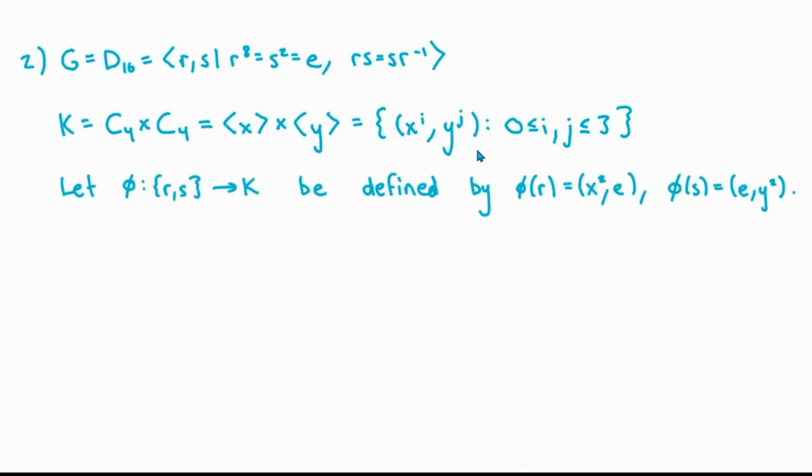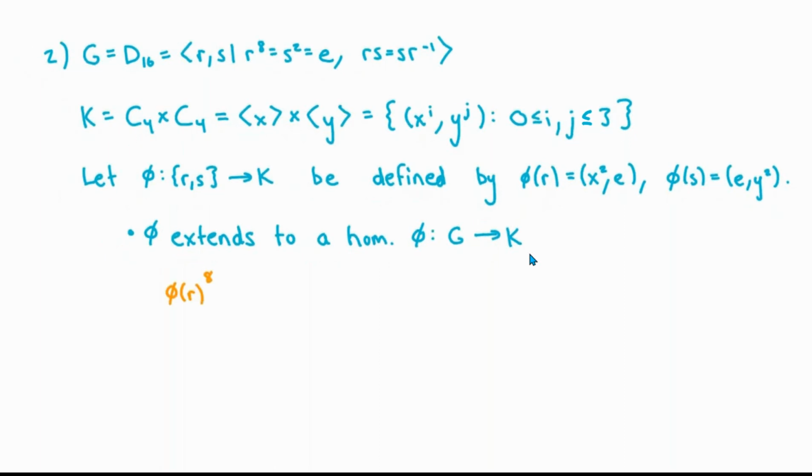Now let's start with a map phi defined on the generators R and S, which maps R to the element (X squared, identity) in K, and which maps S to the element (identity, Y squared). We claim first of all that this map phi extends to a homomorphism from G to K. And remember that in order to show that that's true, since we have this presentation for the domain, we just need to check that every relation in the presentation is satisfied with the generators R and S replaced by phi of R and phi of S in the codomain.